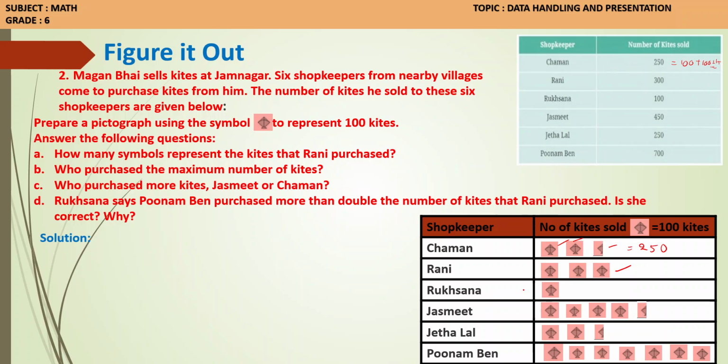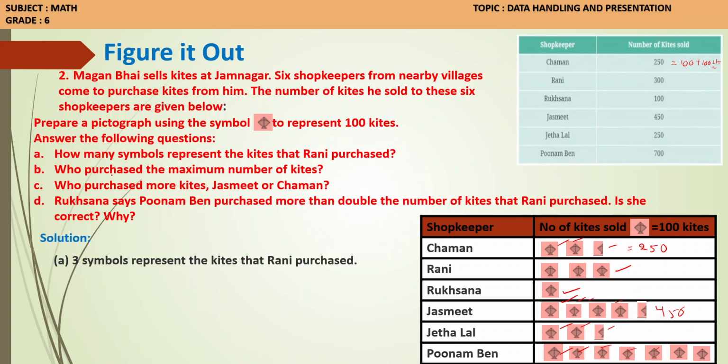Ruxana 100 kites means the icon should be this one, only one icon. Jasmeet 450 means 4 full icons, then half of one, which becomes 450 kites. Jeeta Lal 250, which means 100, 100 plus 50. Next Poonam Ben 700, so 7 kite symbols.